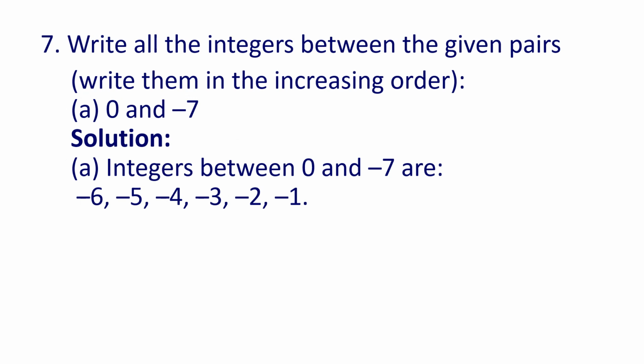Question 7. Write all the integers between the given pairs. Write them in the increasing order. A. 0 and minus 7. Solution. Integers between 0 and minus 7 are minus 6, minus 5, minus 4, minus 3, minus 2, minus 1.